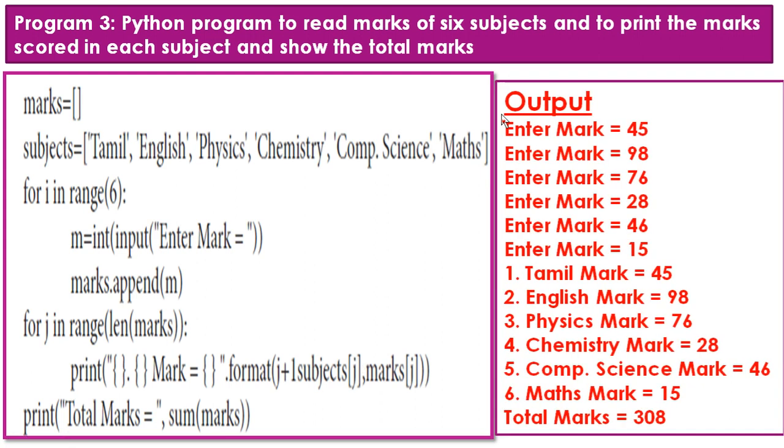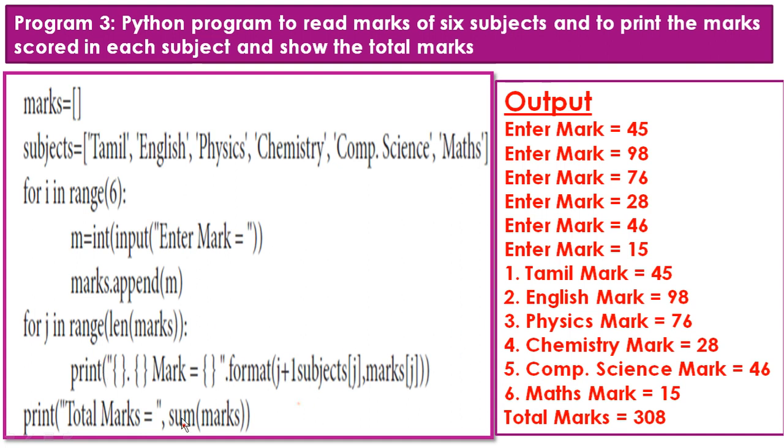Here in the output, we are getting the 6 subject marks by using the for loop and the input function. These values are appended to the marks list by using marks.append. Here we give the values 45, 98, 76, 28, 46, 15. These values are given to the program by using the keyboard, and they are appended to the marks list.